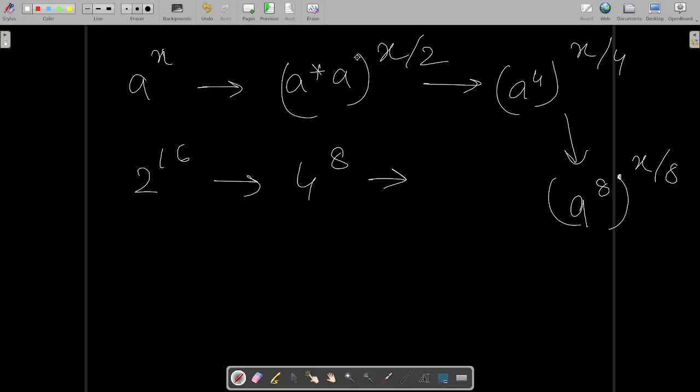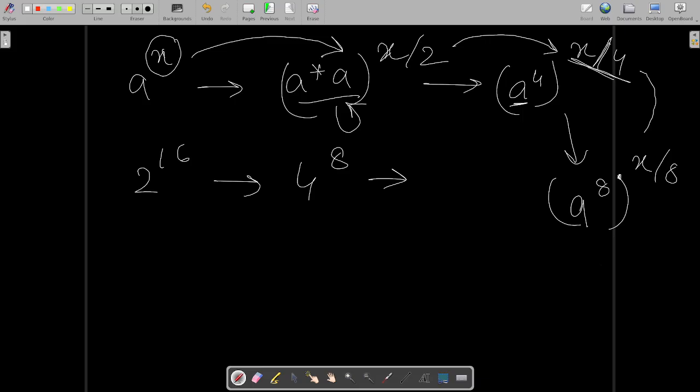Instead of a raised to the power x, you are multiplying a and you are doing x by 2. Then you are multiplying this whole thing with itself, making it a raised to the power 4, and you are decreasing the power by 4 times, right? So x was supposed to be the original step, but can you see that it's decreasing by 2 times every single time? X by 4, x by 8, and at one point it will become 1.